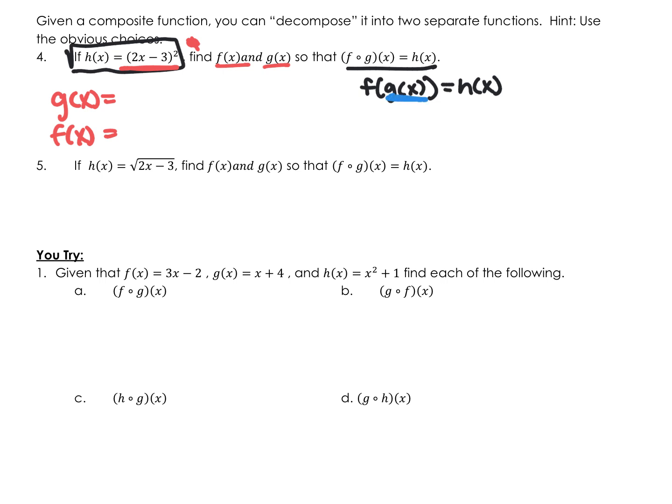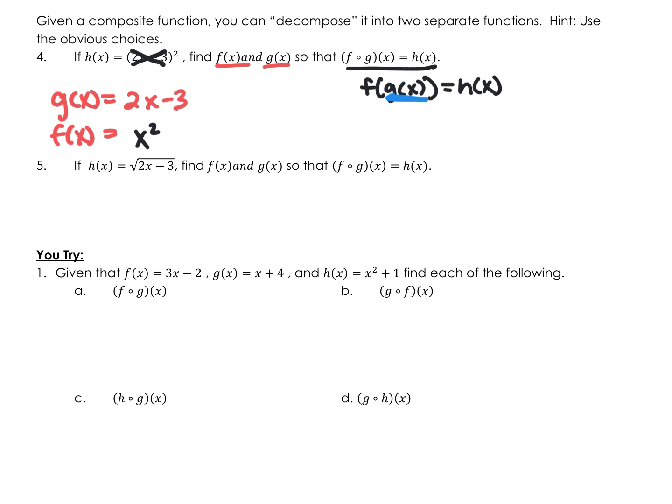Well, g is inside here, so we need to look at what's inside. The part that's inside is 2x minus 3. So that's really easy. Our inside is 2x minus 3. We know that right away. Then, when you want to find the outside function, the best thing to do is wherever you just wrote 2x minus 3 in your equation, replace that with an x. So we're going to replace 2x minus 3 with an x, and we'll be left with x squared. So that is your answer for f of x, the outside function.